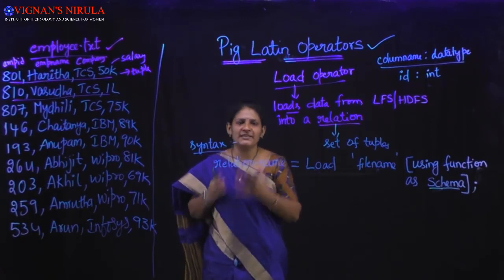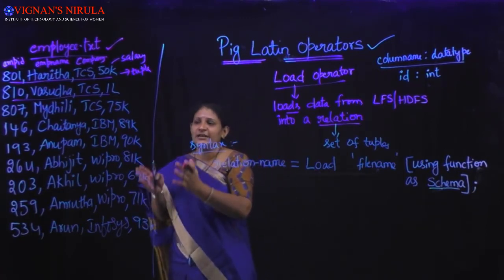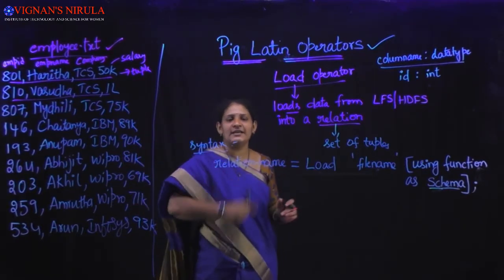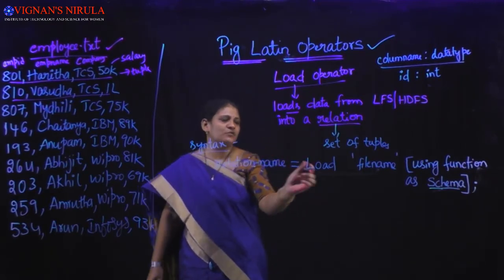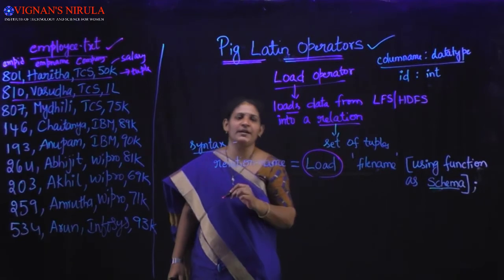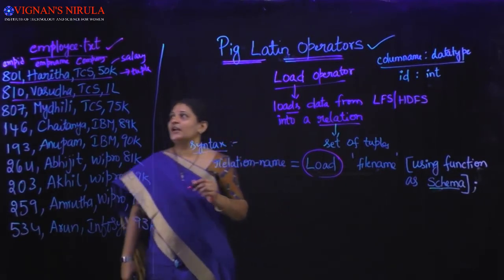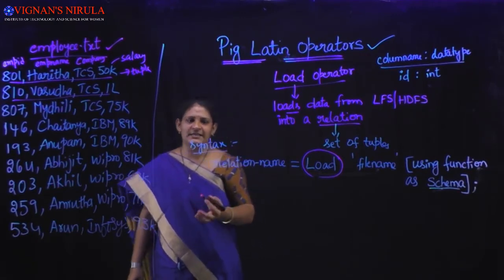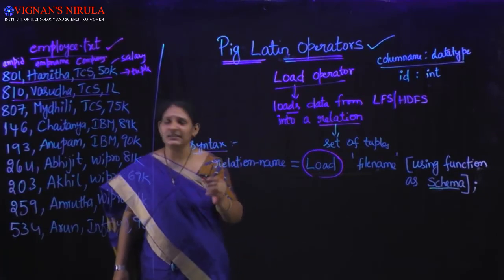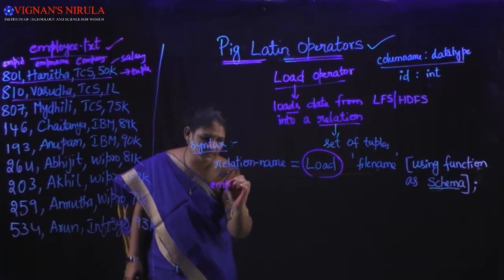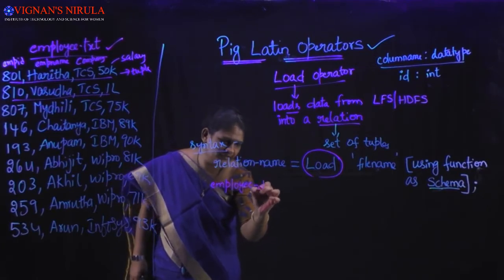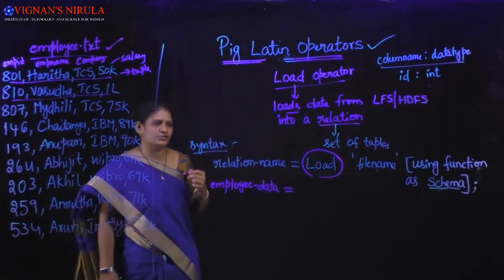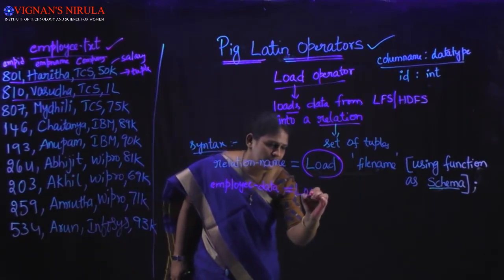Now, in order to apply some transformations on this particular data, I need to load this data into a relation first. In order to do this task, I'll be using an operator called the load operator. Now, let's see how we are going to load this data into a relation. The relation name can be anything, as I said this is a user defined name. The relation name I'm putting is employee-data, equals to load. I'm using the load operator to load the data.